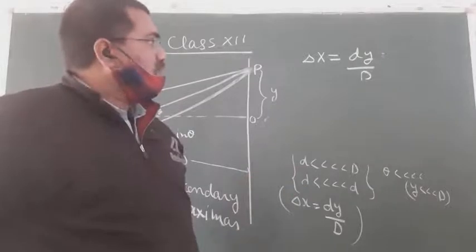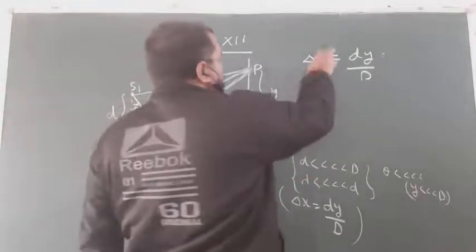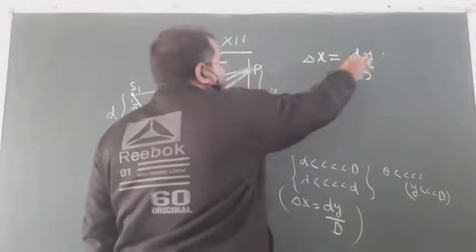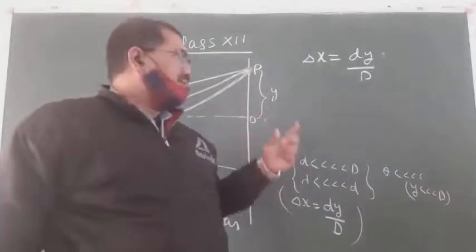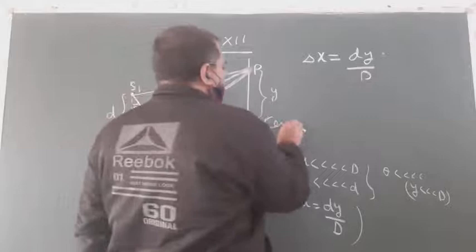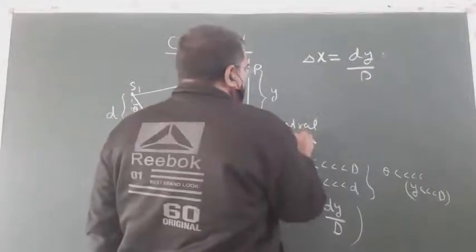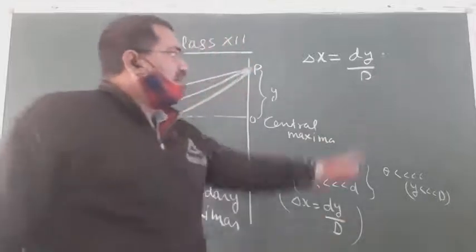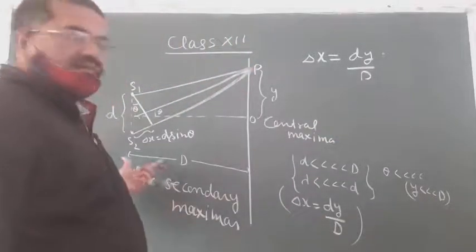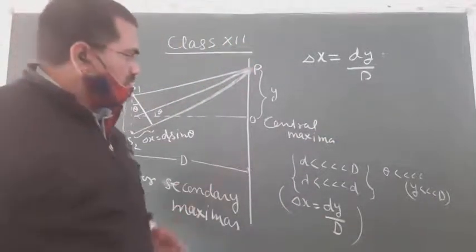So you have to remember that this is the path difference delta x, and y is the position of maximas or minimas from central maximum, and capital D is the distance between the screen and slits.